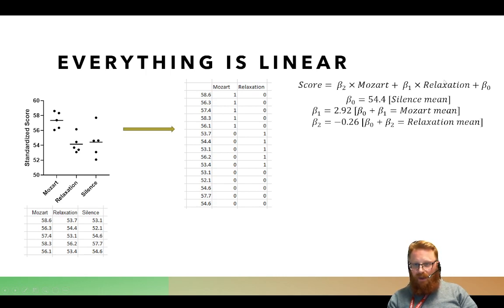So when that term and that term are 0, we're left with just beta 0, which is the mean of this data down here. Then beta 1 is 2.92, which is the difference between the silence group and the Mozart group, and minus 0.26 is the difference between the silence group and the relaxation group.